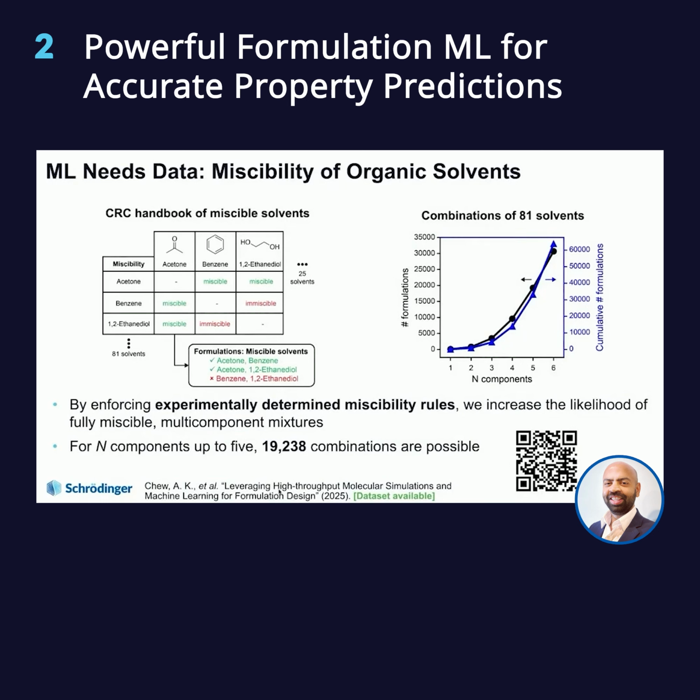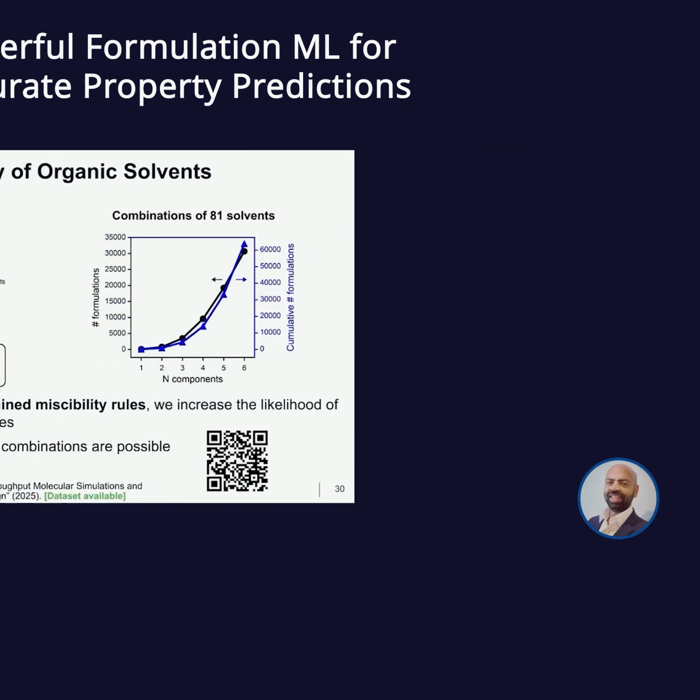So in this publication, we started off by looking at different types of miscible solvents, for example, acetone and benzene, ethanediol and acetone. So we went through the CRC handbook and we looked at all the possible combinations of miscible solvents, not just binary solvents, but up to 5 different solvents in a single formulation.